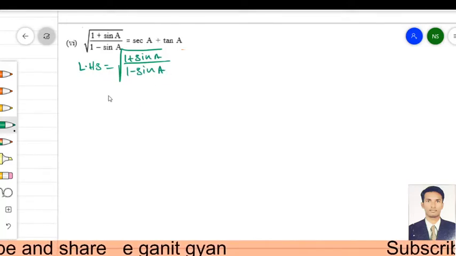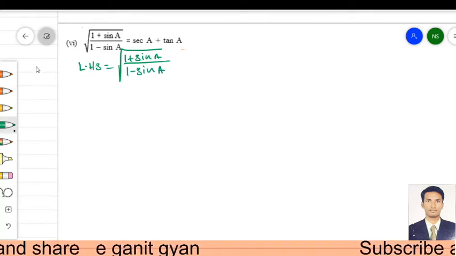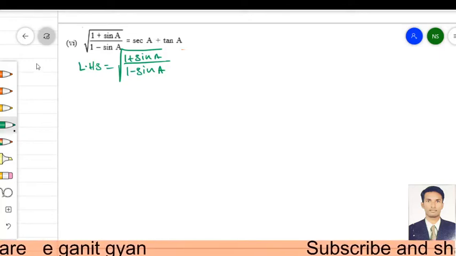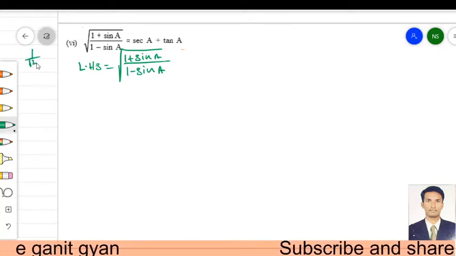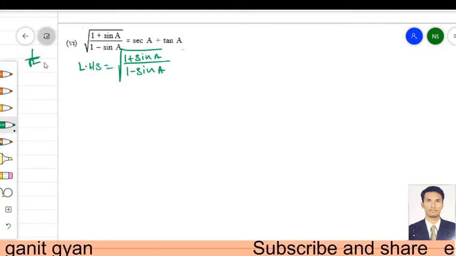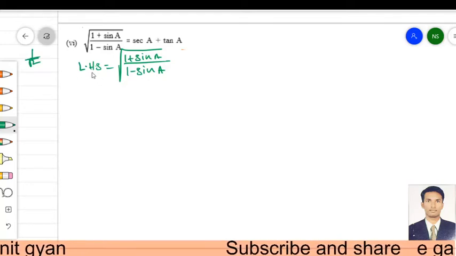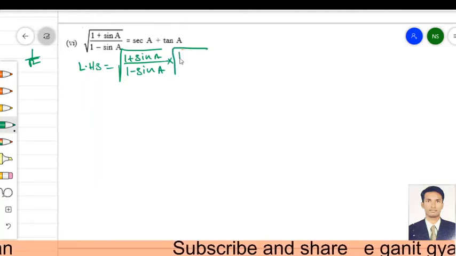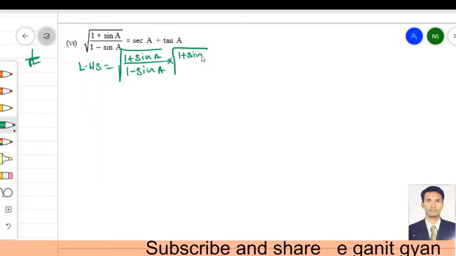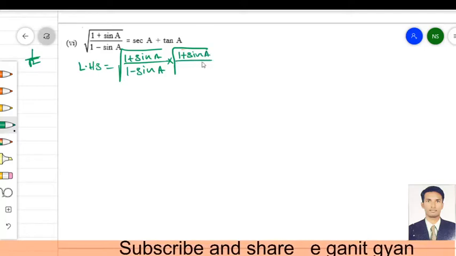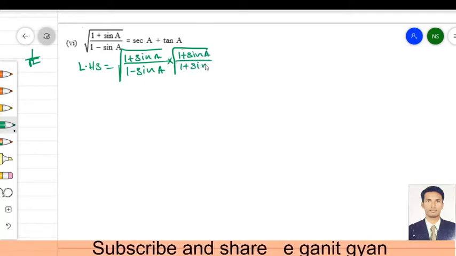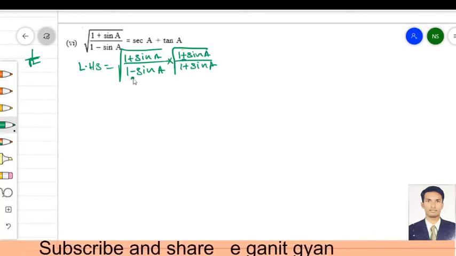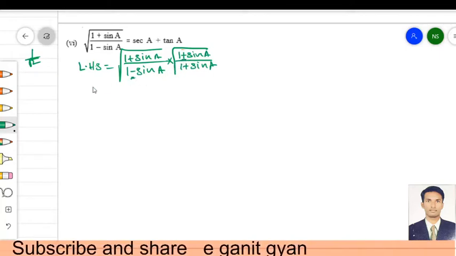Here we know, if we ever see an irrational number in the denominator, we must and should rationalize that denominator. Here also we will follow the same method by taking exactly the opposite symbol: (1 plus sin a) by (1 plus sin a). Here the symbol is minus, that's why I am taking plus. If the symbol is plus, I will take minus.